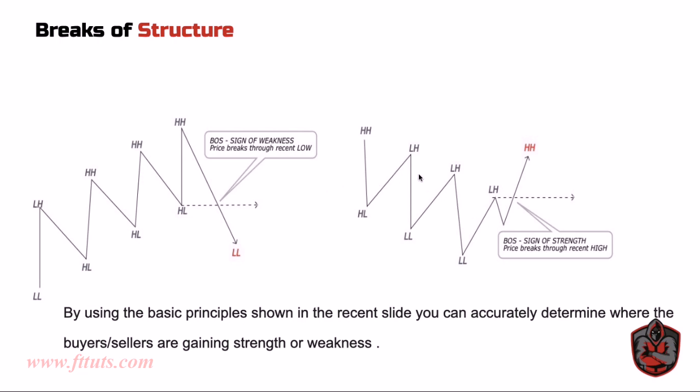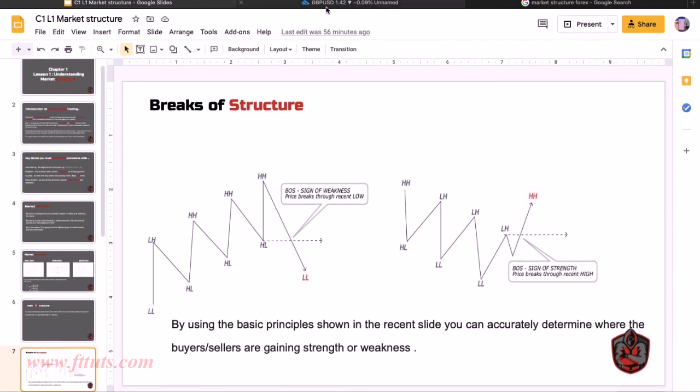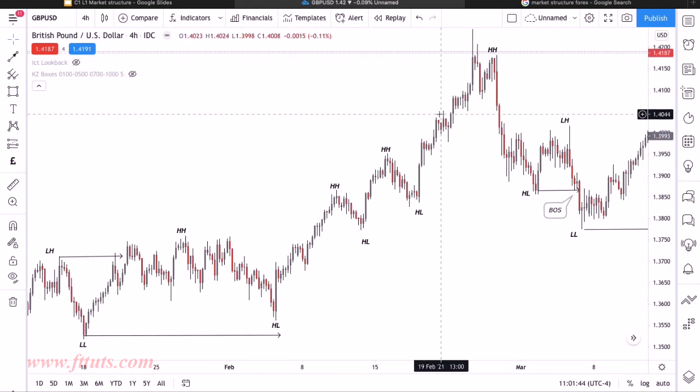Same thing for a downtrend. When price is creating a series of lower highs and lower lows, and price then breaks above the recently created lower high, that shows us the buyers are now coming into power, potentially shifting the direction of the market. So now if I go on GU again and show you an example of this taking place.